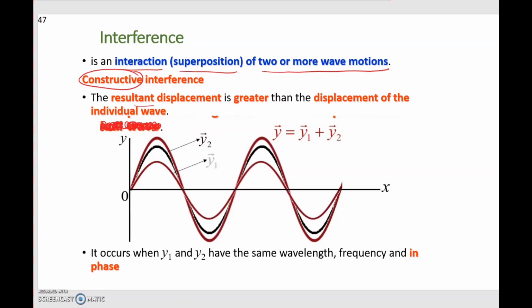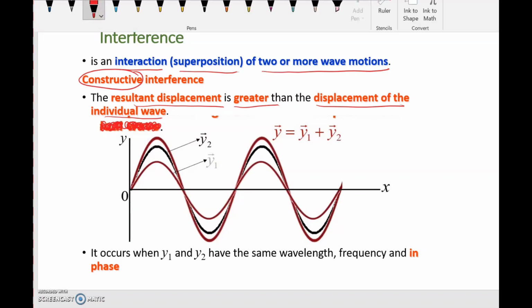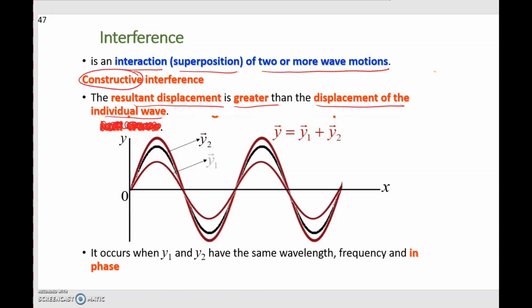The constructive is the resultant displacement is greater than the displacement of the individual wave. So this is the example. So we have y1 plus y2 and the resultant is here. The resultant is the yellow one. Alright, so this is the resultant which is greater than the individual displacement. It occurs when y1 and y2 have the same wavelength, same frequency and in phase.